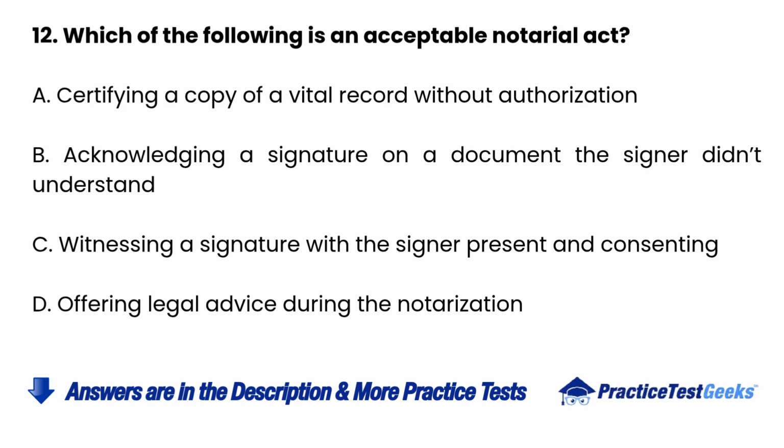12. Which of the following is an acceptable notarial act? A. Certifying a copy of a vital record without authorization. B. Acknowledging a signature on a document the signer didn't understand. C. Witnessing a signature with the signer present and consenting. D. Offering legal advice during the notarization.